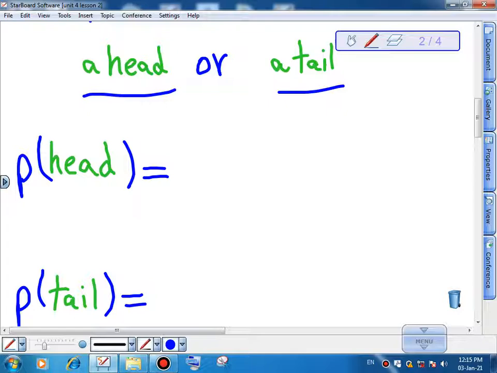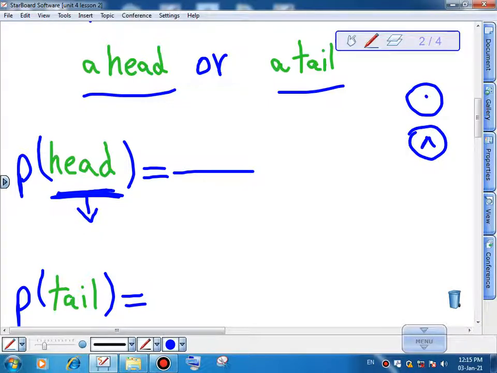first I will use the rule. First, I need to get the number of occurrences of the event, which here is head. How many heads can you get from one coin? I have only 1 head. If I toss any coin only 1 time, I will get a head or a tail. I have only 1 head and only 1 tail. So the number of occurrences of the event head equals 1.